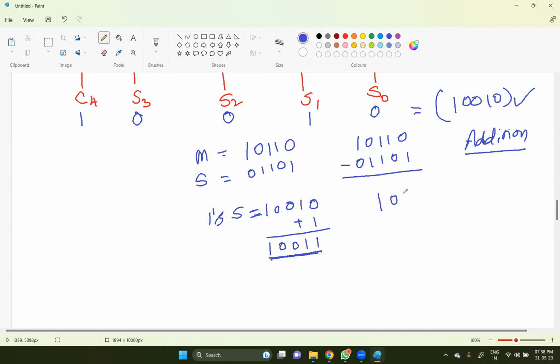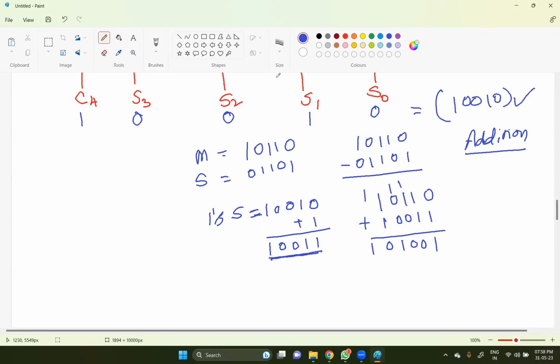10110. So add the 2's complement form of the subtrahend, that is 1 1 1 0 0 I think. Add this particular thing here. If you add these two, 0 plus 1, so 1. 1 plus 1, 0 with carry 1. 1 plus 1, 0 with carry 1. 1 plus 0 plus 0 will be equal to 1. 1 plus 1, 0 with carry 1. And of course, it is a carry.